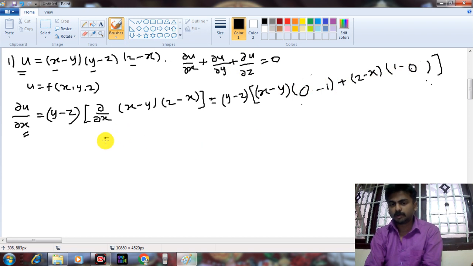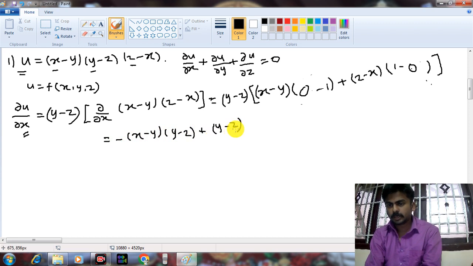So we will have minus of (x minus y) into (y minus z) plus (y minus z) into (z minus x). That is the first derivative. Now the second derivative, dou u by dou y.